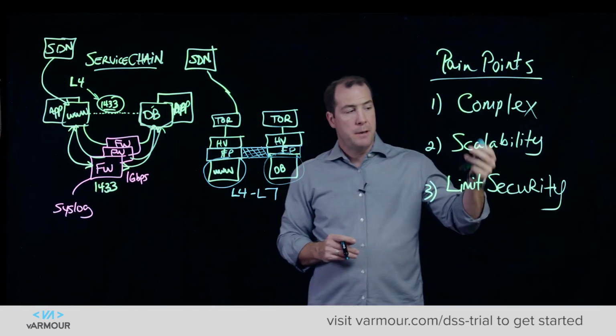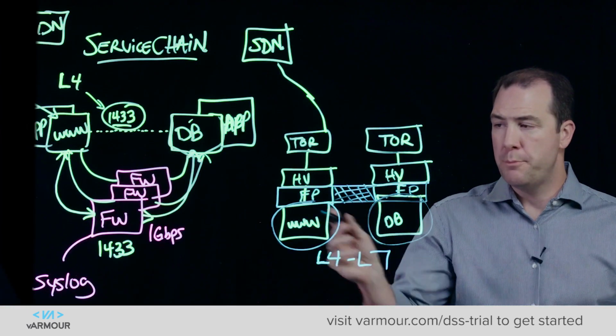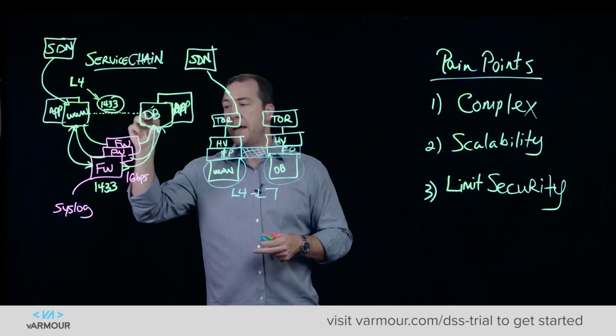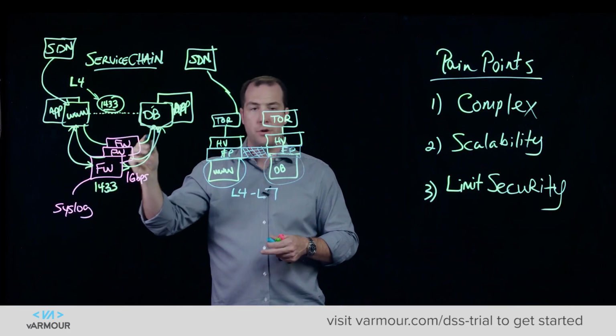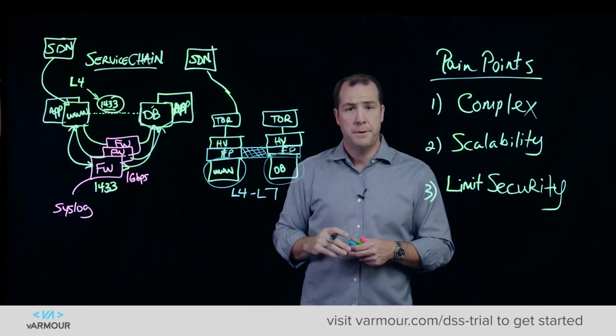Now let's talk about pain point number two, which is scalability. In this case, we have our enforcement points on each hypervisor, which was different than our old model, right? Where we had this idea of a firewall and we had to service chain everything together. And once we reached the limit of the firewall, we had to spin up another instance.